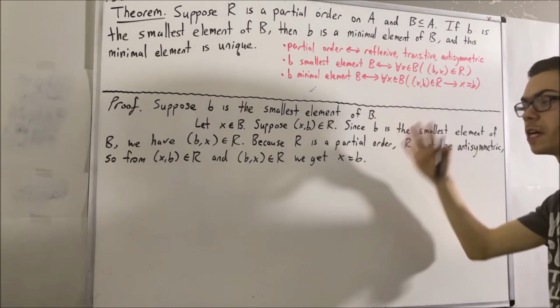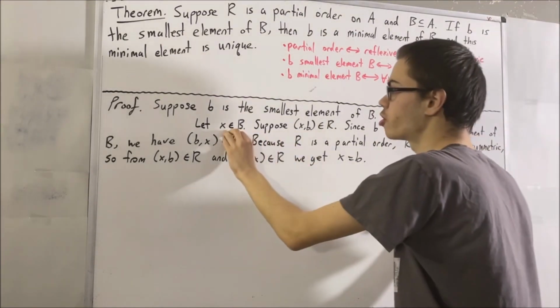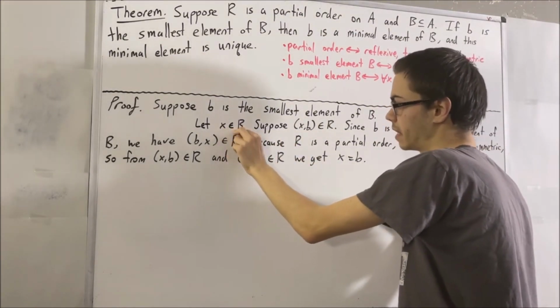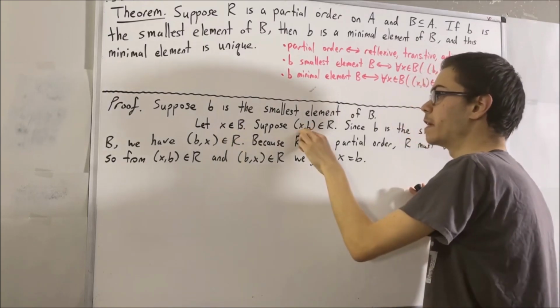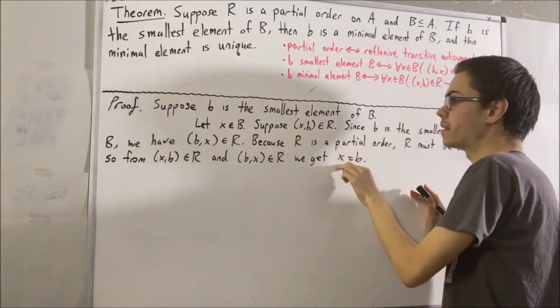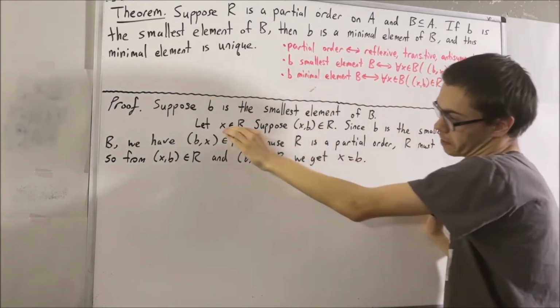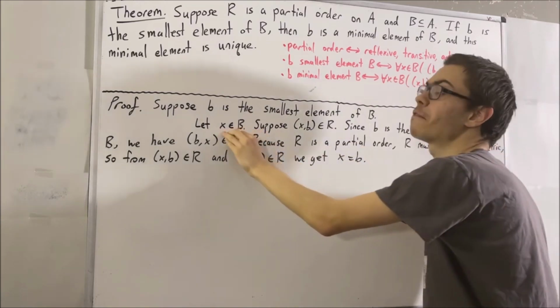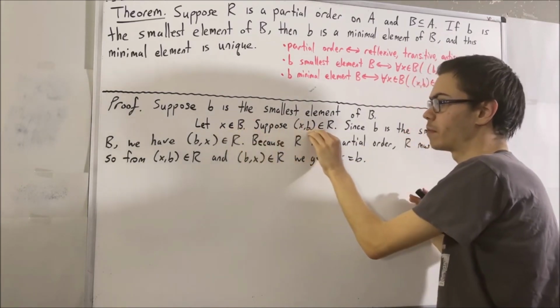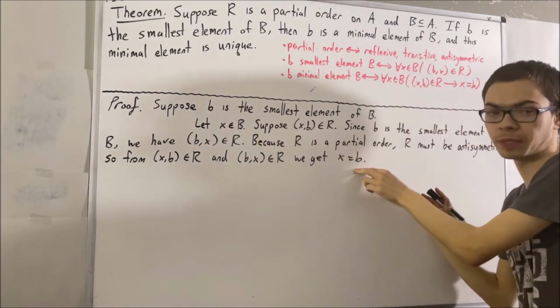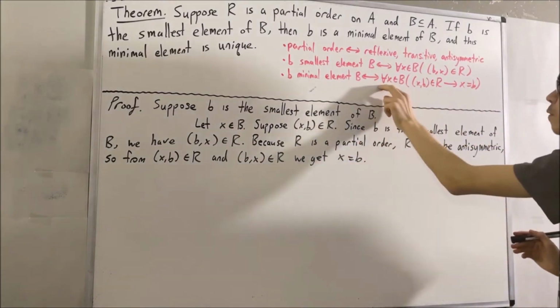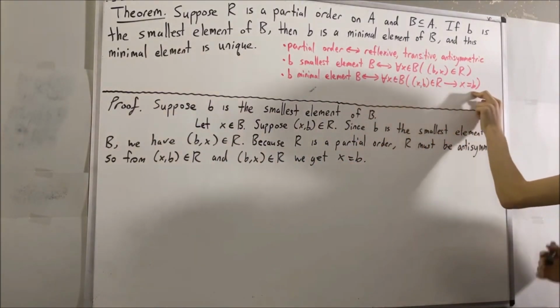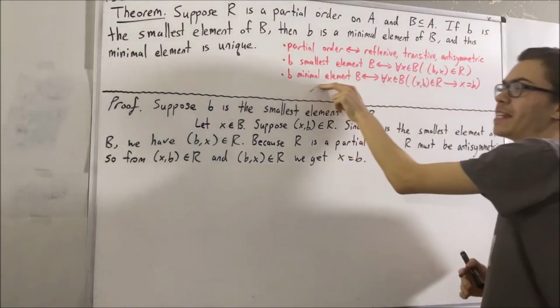So notice what we've done here. We started with an arbitrary element, x, in the set B. And we showed that if (x, b) is an element of R, then x is equal to b. Since x was arbitrary, we have that for every element x in B, if (x, b) is an element of R, then x is equal to b. So we have proven precisely this statement, which amounts to proving that b is a minimal element of B.